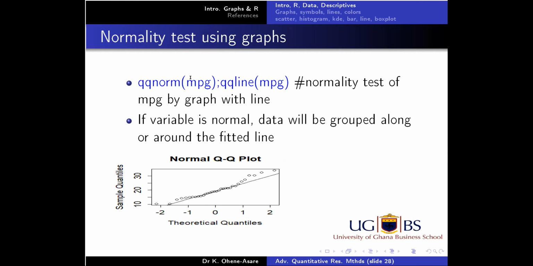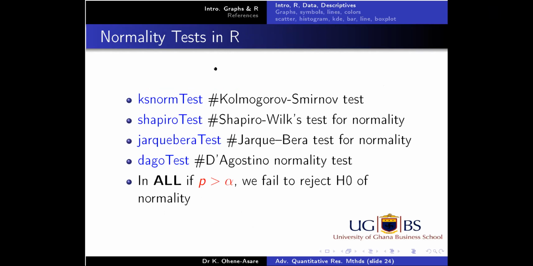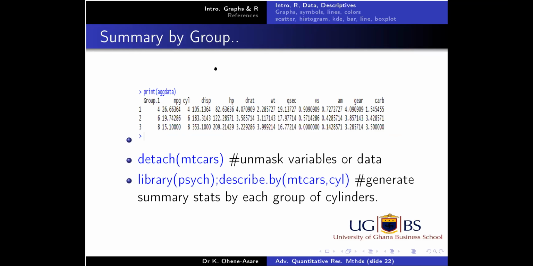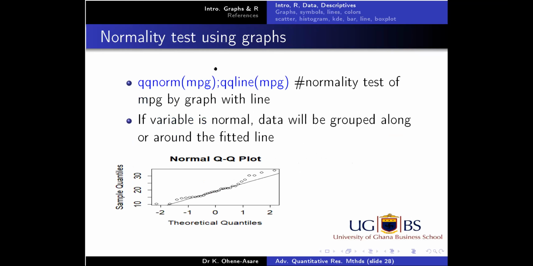Okay, so I'm not going to use that. So I want you now to use another variable, the variable known as horsepower, HP, small letters. Then check using a graph, the quantile normal probability plot. How do you do that? All you have to do is type qqnorm(HP); qqline(HP).